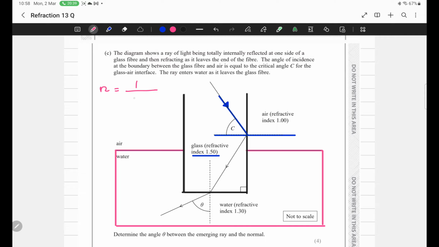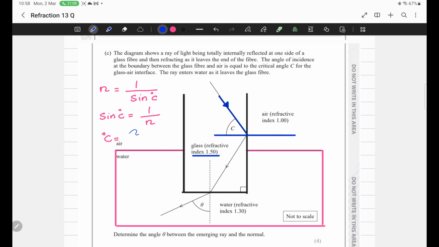Yes, you are right. N is equal to 1 upon sine C. And in this question, sir, we have to calculate the critical angle. So if we have to calculate the critical angle, then take the reciprocal on both sides. When you take the reciprocal on both sides, 1 upon sine C becomes sine C and N becomes 1 upon N.